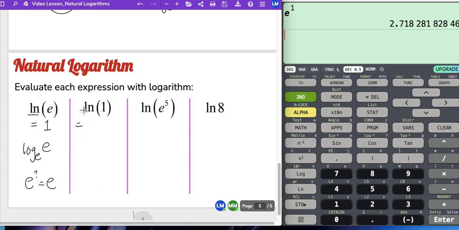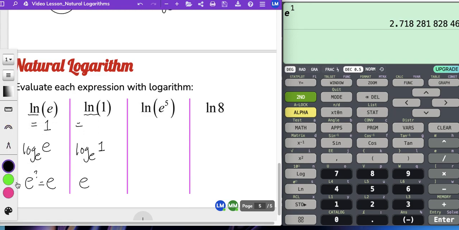Okay, next one. If you see this one, again, whenever you see the ln, meaning log e. So this one is asking us log e of 1. So that means e, let's use a different color, e to what power is 1? As we mentioned before, any non-zero number to the 0 power is 1. So the answer is 0. So as you can see, everything carries over. It's just that we are talking about the base e here.